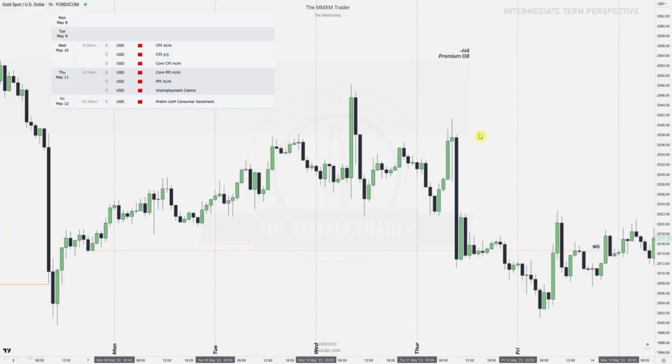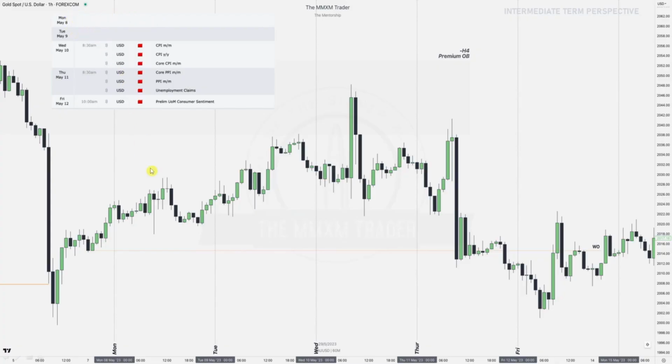Again, important, look at the economic calendar. What day of the week is it most probable to create high or low of the week, right? So we want to couple up that high impact news with our intermediate term perspective. Now look at the economic calendar. What is happening on Monday and Tuesday? There is no news on Monday and Tuesday, right?